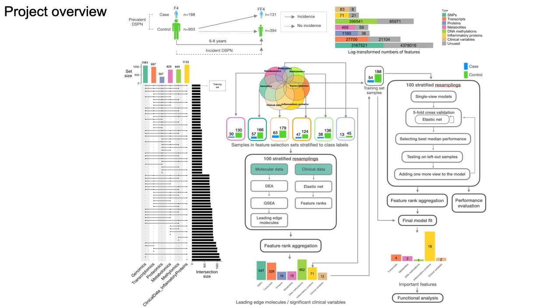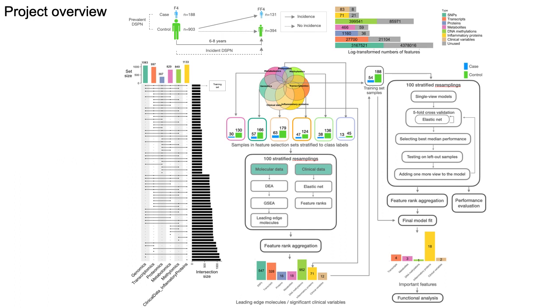So for the machine learning part, basically I implement the forward feature selection algorithm. First I start with single view models. So I train each of the data type models separately, and then evaluate the performance using 5-fold cross-validation to select the best median performance among the cross-validation results.